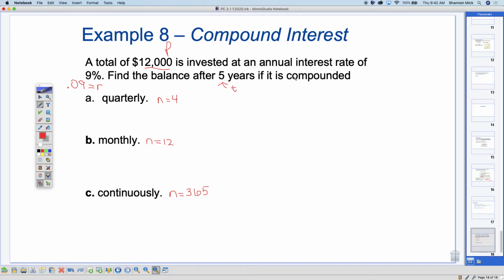Okay, so what is my formula? The basic formula is A of T equals P times (1 plus R over N) to the NT.